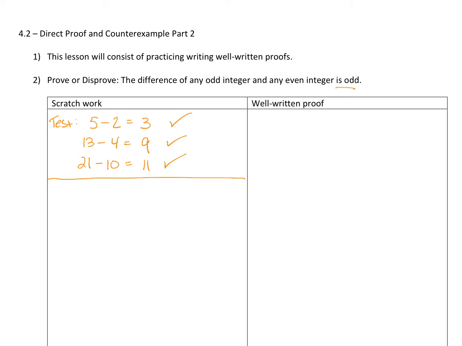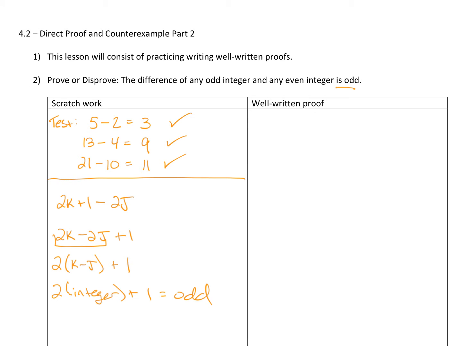Okay, so some scratch work. The difference of an odd integer and an even integer. An odd integer is 2k plus 1, minus an even integer, which is 2j. And we simplify this and we get 2k minus 2j plus 1. This bit I think is even. I can prove it's even by doing 2 times (k minus j), plus 1. So now I have 2 times an integer plus 1, odd.